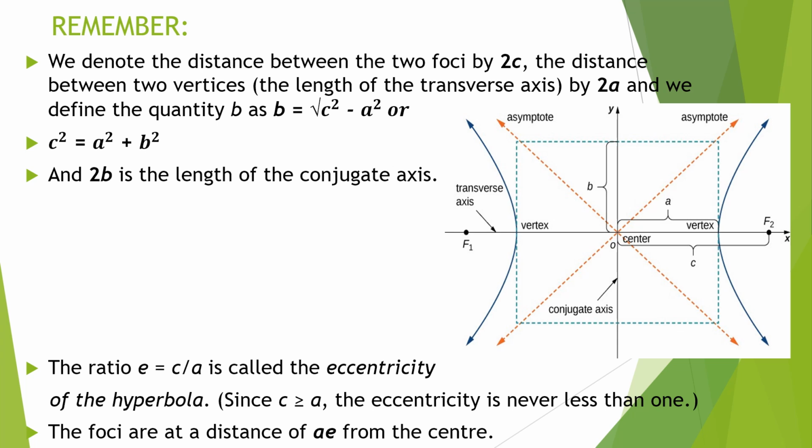Again over here eccentricity e is equal to c by a, and obviously remember, since c is always greater than or equal to a, you can see from the diagram, the eccentricity will never be less than 1. The foci are at a distance of ae from the center, because c is equal to ae. So the distance of foci from the center is c.